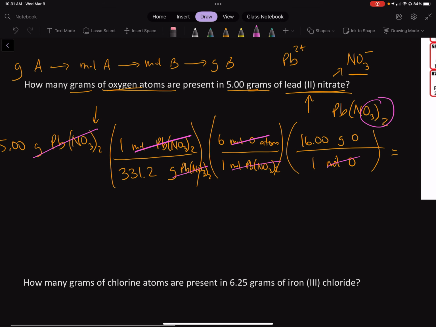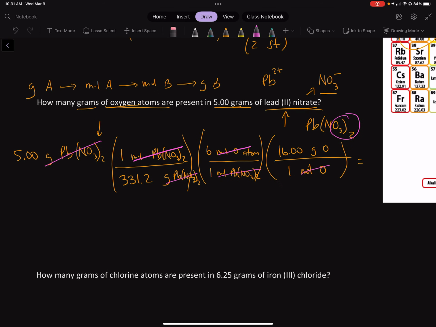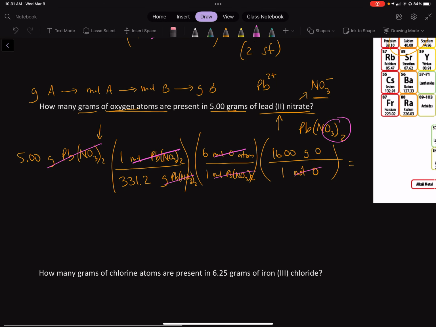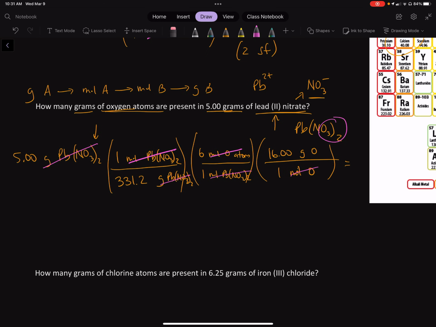My general advice is if your units are not canceling properly when you set up your work, then your units are probably going to be wrong, and your answer is definitely wrong. But if your units are working out properly, canceling like they're supposed to, then your answer is probably going to be fine, given you haven't made any other mistakes like a calculator error.